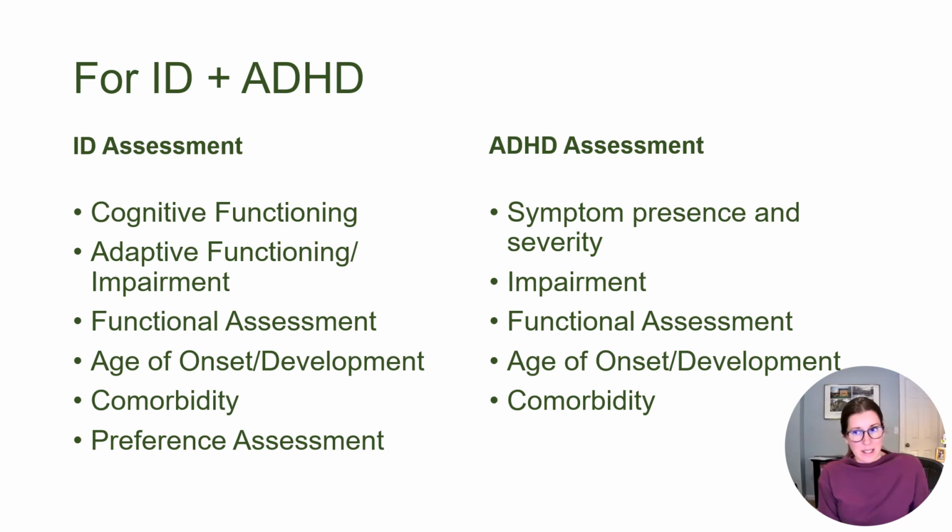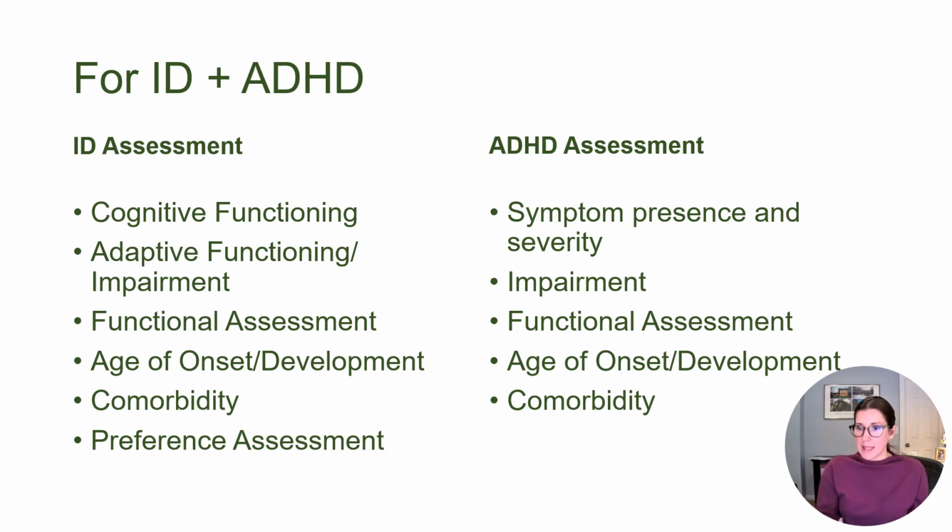And then lastly, when designing interventions, knowing what a person prefers to work for, so doing a preference assessment, which I know we haven't talked about here, but we talked about in another lecture, is a really good constellation of assessment tools to use with someone you suspect having an intellectual disability.